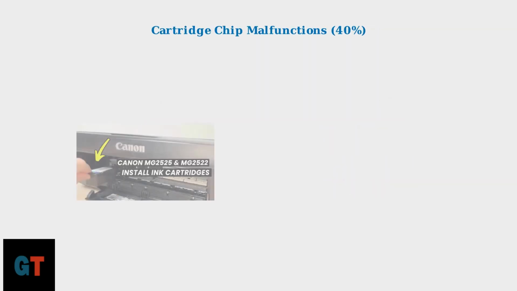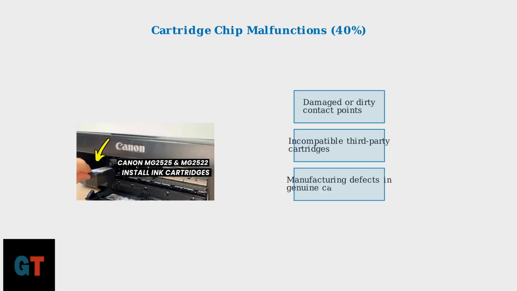Cartridge chip malfunctions, the most common cause of Error B204, can stem from several issues. Damaged or dirty contact points on cartridge chips prevent proper communication with the printer. Incompatible third-party cartridges with outdated chip technology often trigger this error. Even genuine Canon cartridges can have manufacturing defects that cause recognition failures.